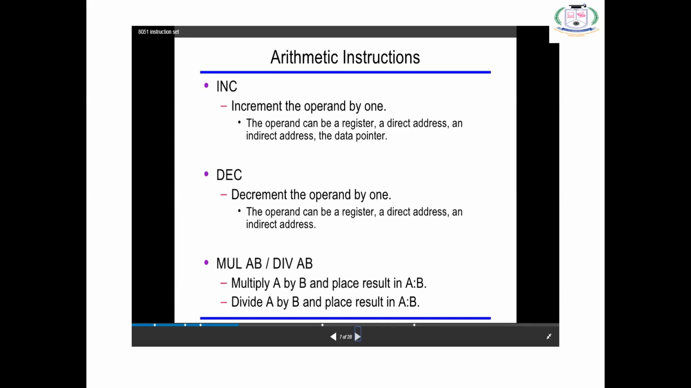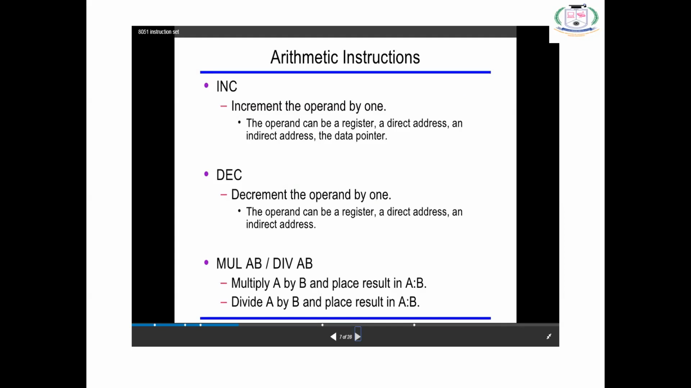The next important instructions are MUL and DIV. Remember, so far we didn't use the B register. We have seen so many instructions, data transfer instructions and arithmetic instructions, but the B register is mainly used to perform multiplication and division only. Don't write move A comma B and so on. We don't have such an instruction.